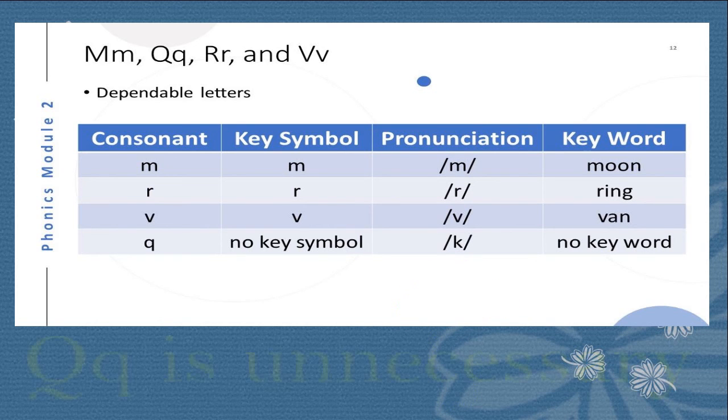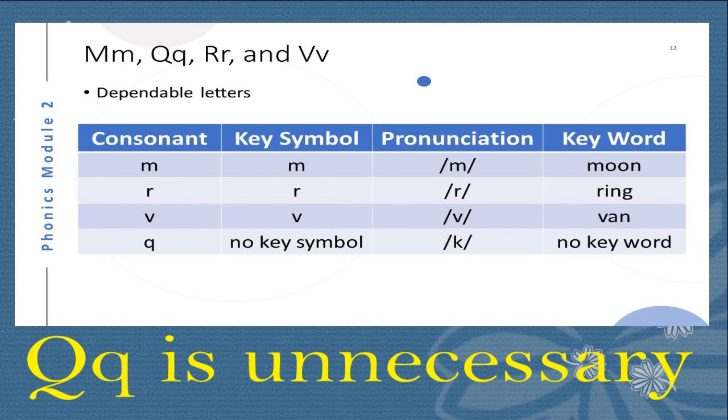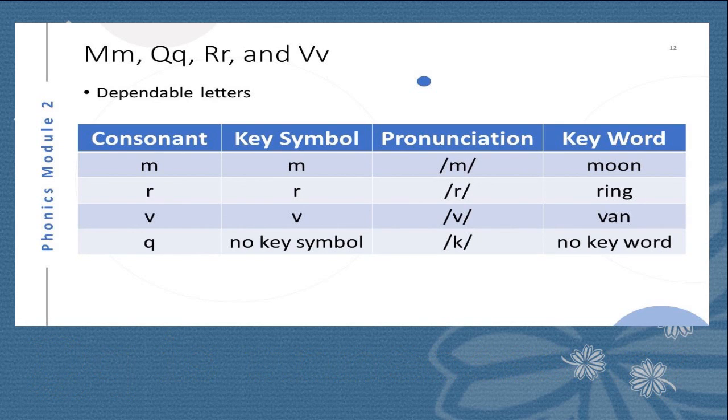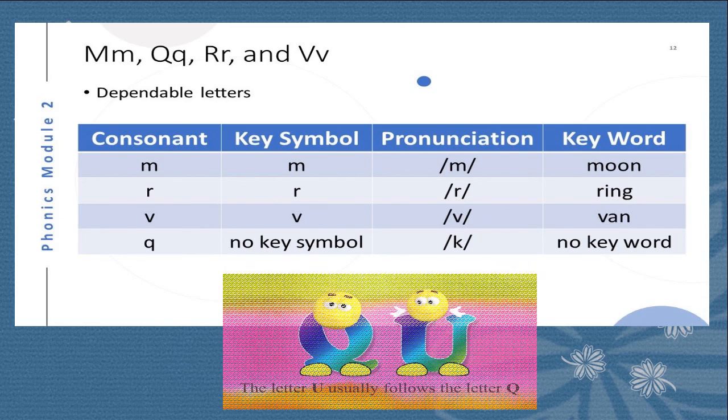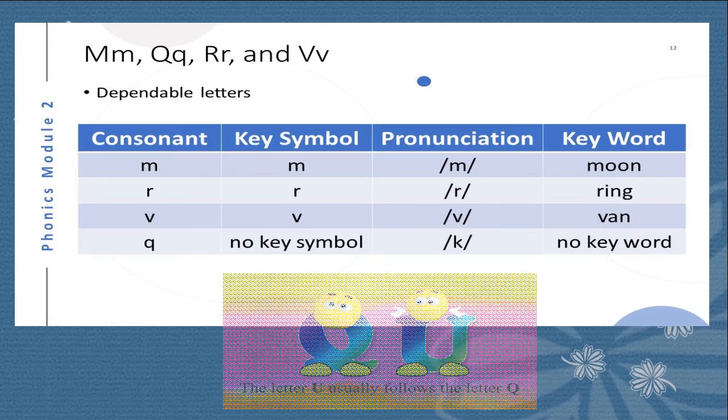In the English language, Q is actually an unnecessary letter. Since it is unnecessary, how can we call it dependable? When we see Q, we know it represents a sound we associate with the key symbol K. In other words, Q equals K. We can depend on it. The letter Q has a distinctive characteristic. It is almost always followed by the letter U. This U may be silent or represent the sound of the consonant W.